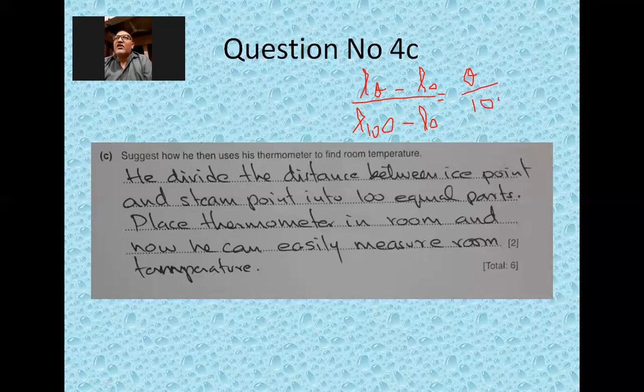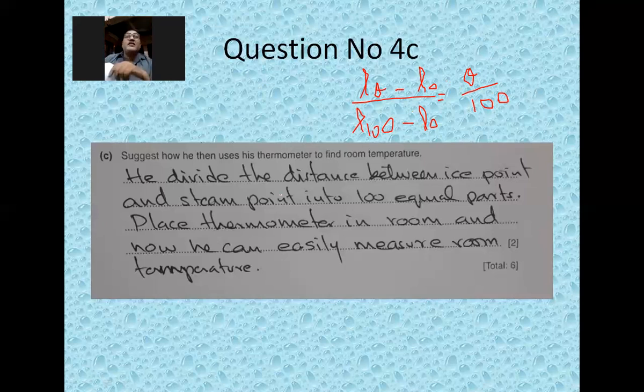This is one way of writing this answer. If you know the length of the mercury at the room temperature, and the length of the mercury at the ice point, and the length of the mercury at the steam point, then you can use this formula. These are the three lengths, L theta, L0, L100, and with them you can find the room temperature, the theta value.